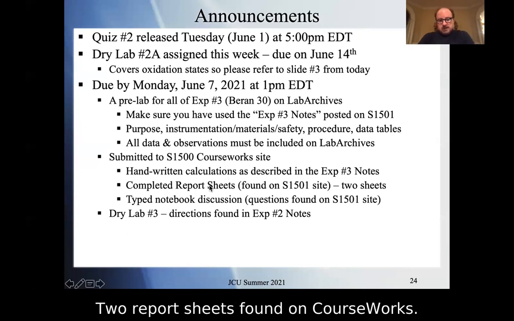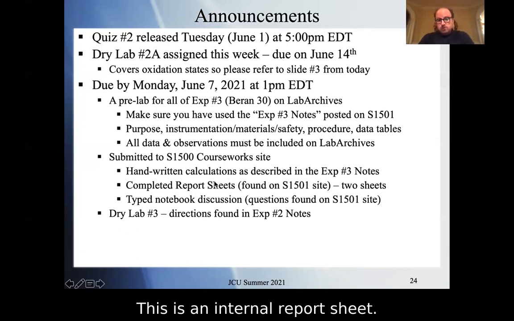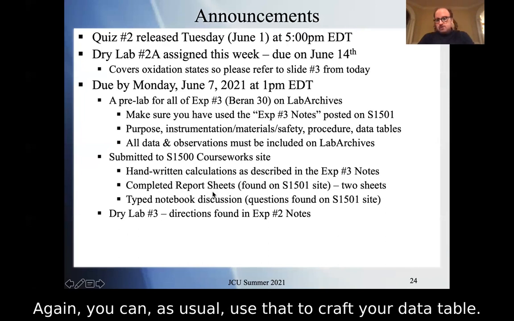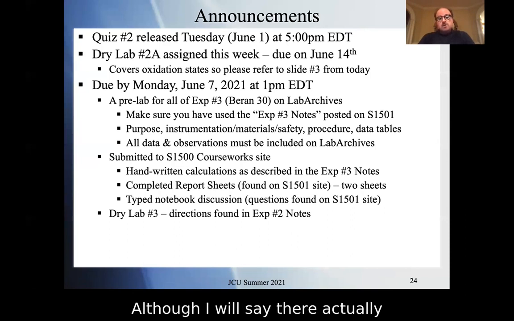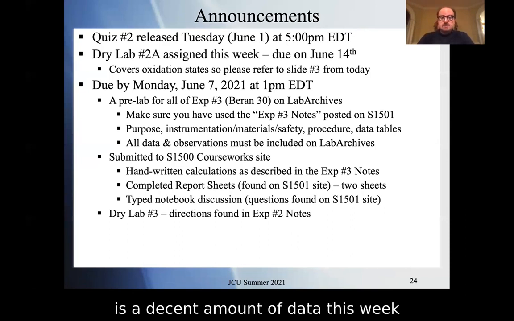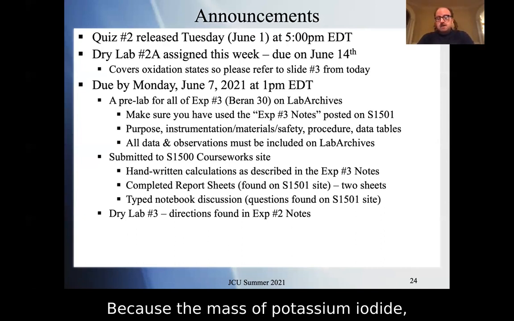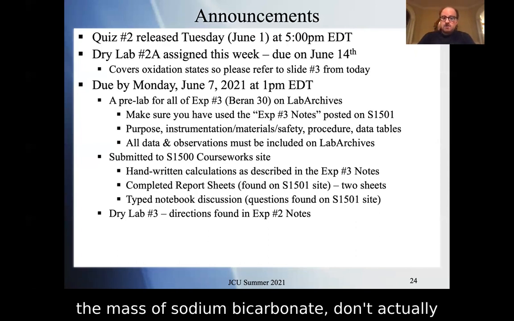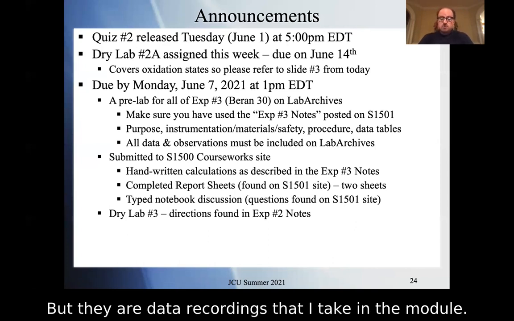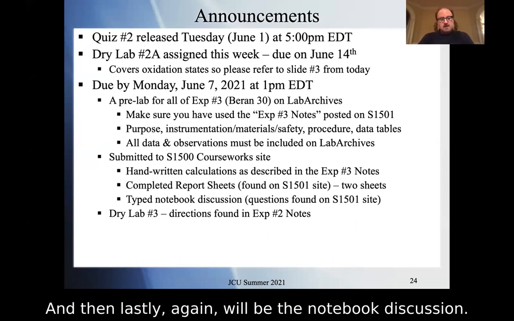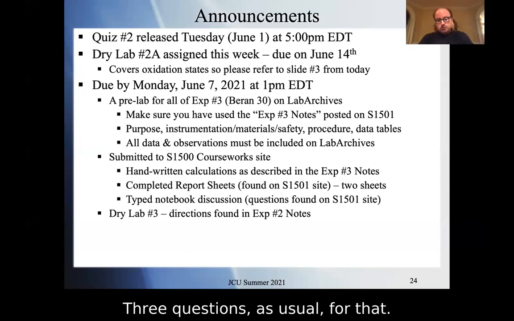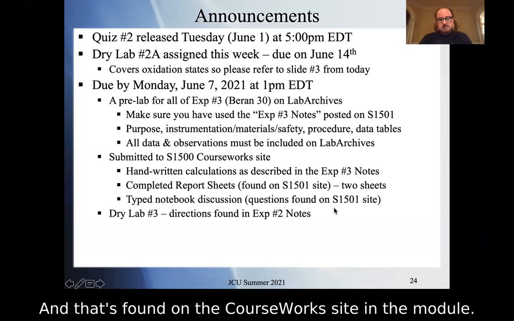2 report sheets are found on Courseworks. This is an internal report sheet. Again, you can, as usual, use that to craft your data table. Although I will say there actually is a decent amount of data this week that we don't calculate with, because the mass of potassium iodide and the mass of sodium bicarbonate don't actually come into calculations, but they are data recordings that I take in the module. And then lastly, again, will be the notebook discussion. 3 questions as usual for that, and that's found on the Courseworks site in the module.